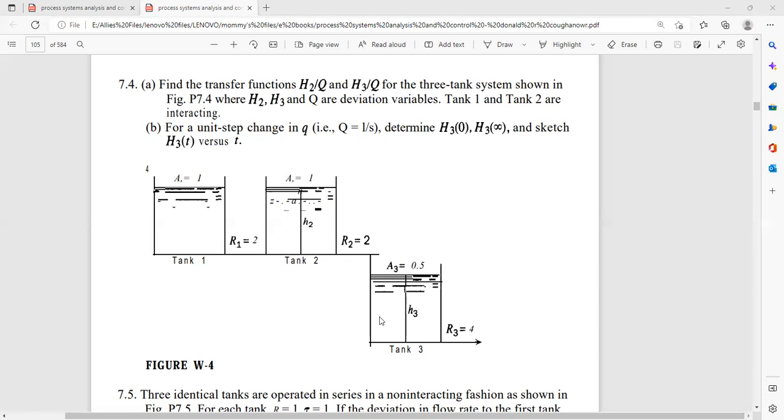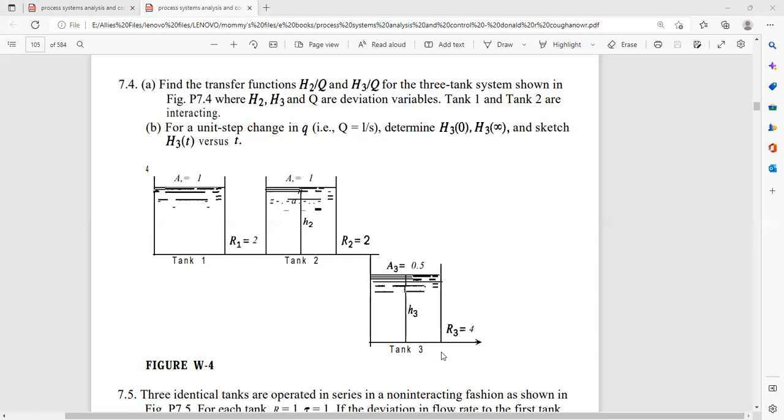So in this case, the pre-derived equations given by Coughanowr for non-interacting systems and interacting systems could not be used as is. Maybe we can use the interacting transfer function for these first two, but we have to derive another transfer function for this, or we could use the transfer function for a liquid level system, only that we will change the Q to Q2 and then the Q sub O to Q3. That way we can connect the two working equations together and then have the overall transfer function of this three-tank system.